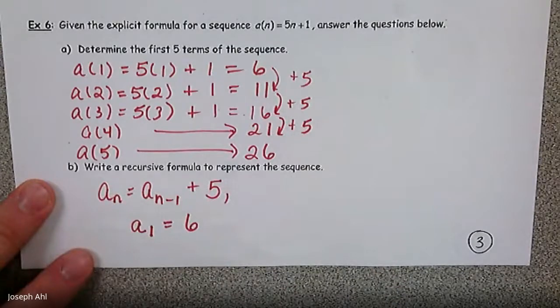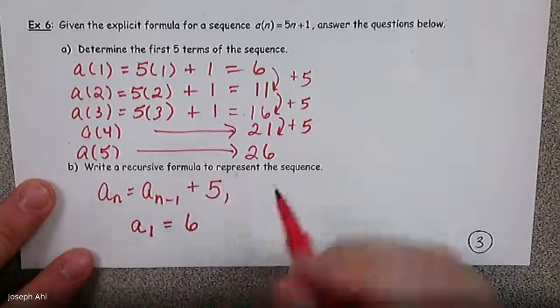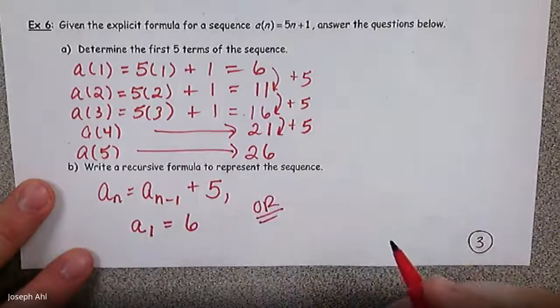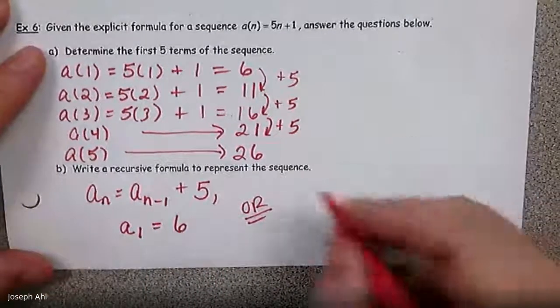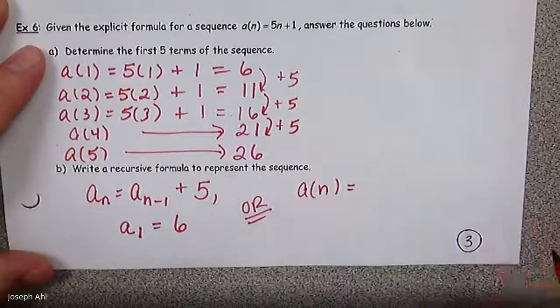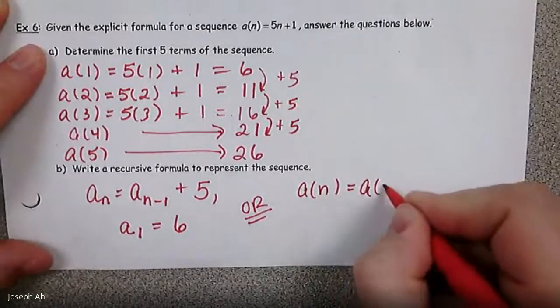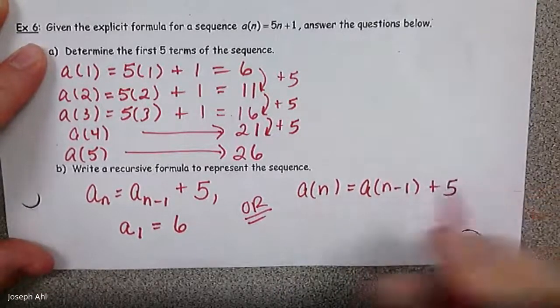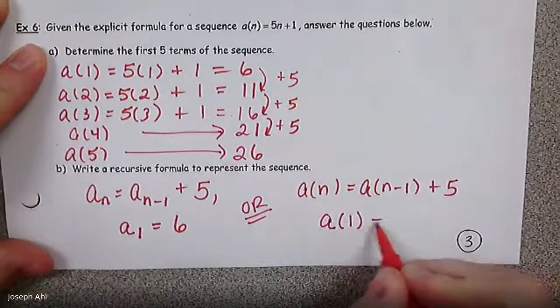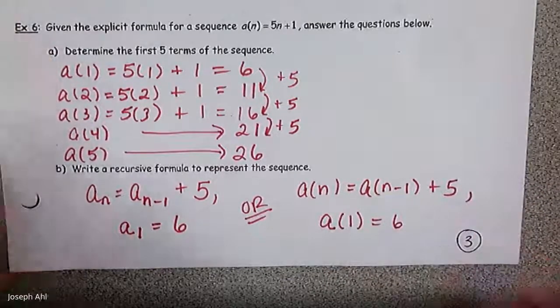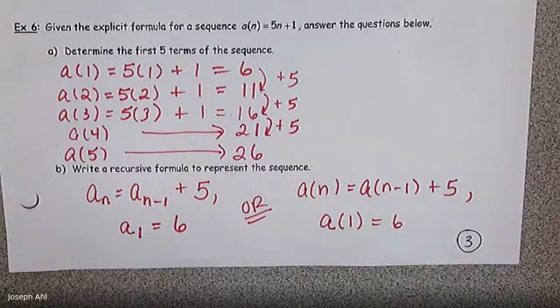information to be able to generate the terms in this list. Or if you like the function notation, you would have said that a of n equals a of n minus 1 plus 5. Still have to define that a of 1 equals 6. Either of those two notations, unless it says specifically to use function or the sequence notation, you can choose whatever one you like.